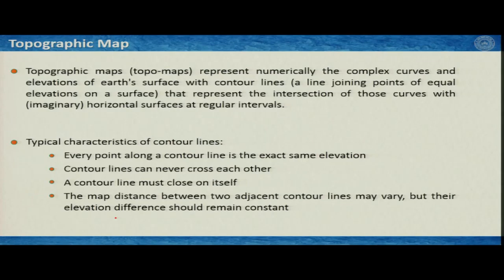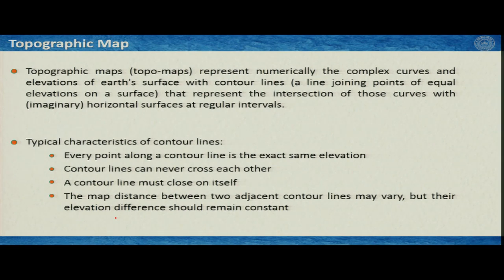What is a topo map? We generally call it a topo map or topo sheet. Topographic maps represent numerically the complex curves and elevations of Earth's surface with contour lines. A contour line is a line joining the points of equal elevation on a surface, and contour lines represent the intersection of those curves with imaginary horizontal surfaces at regular intervals.